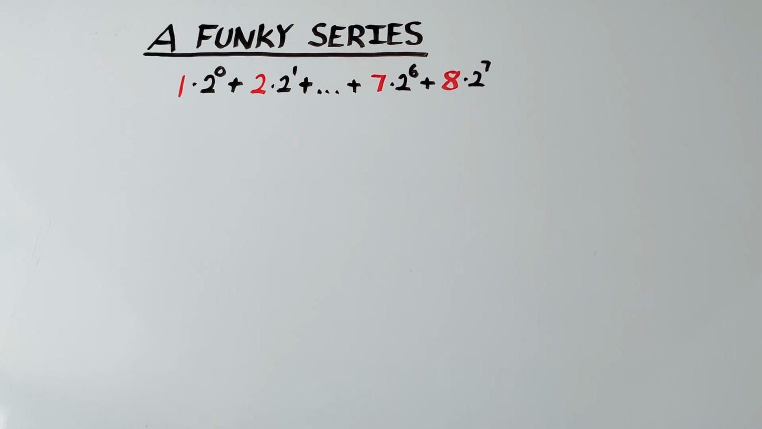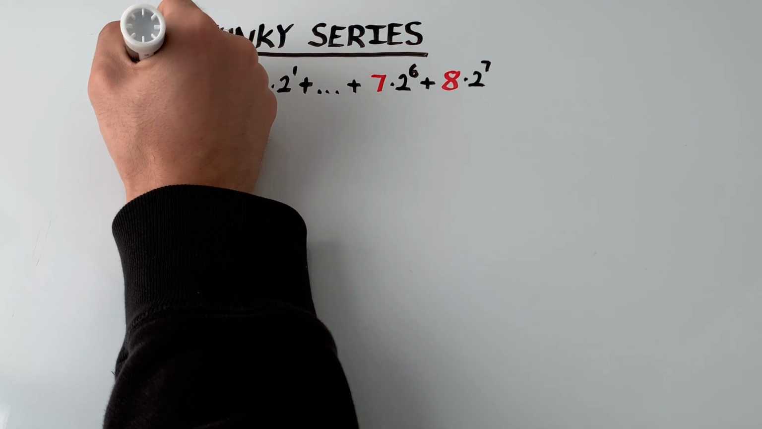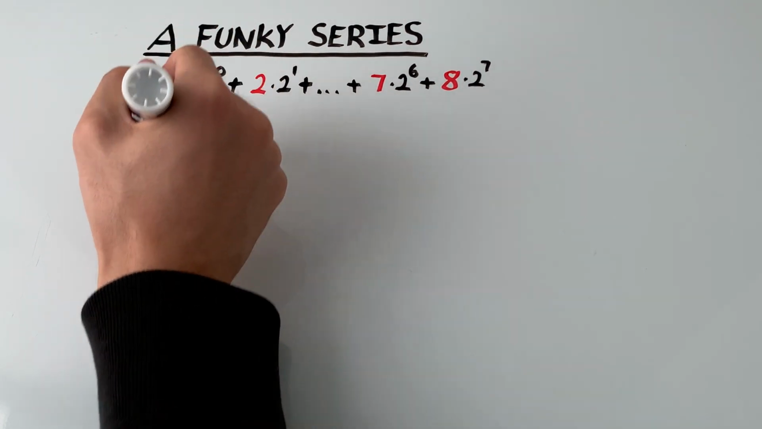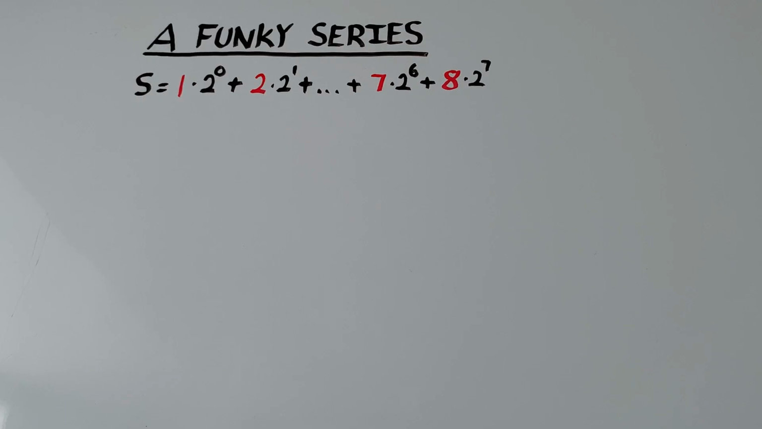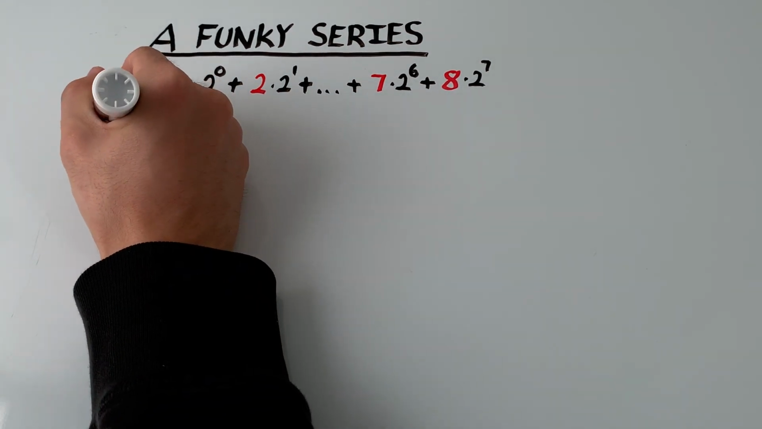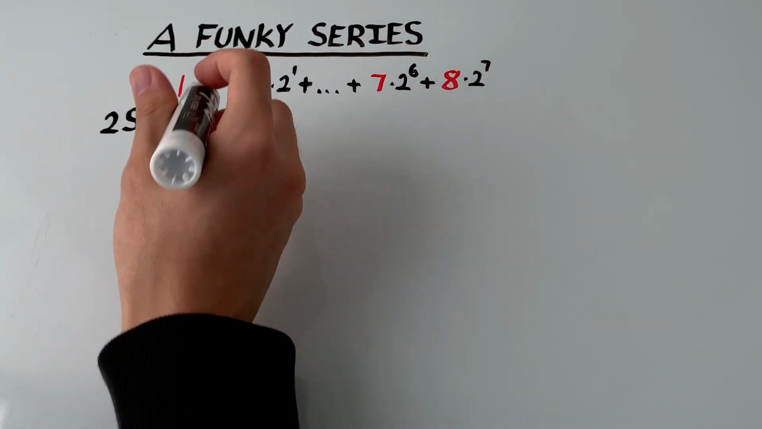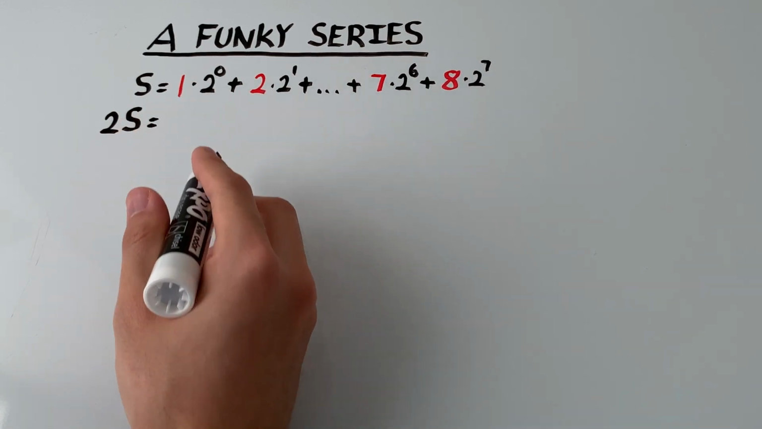So we can start off in the same way by calling this whole thing S. Now let's take a look at what happens when we multiply S by the common ratio of the geometric progression. Now, since the common ratio is 2, let's take a look at 2S. So 2S is the result of taking each term in S and multiplying it by 2.